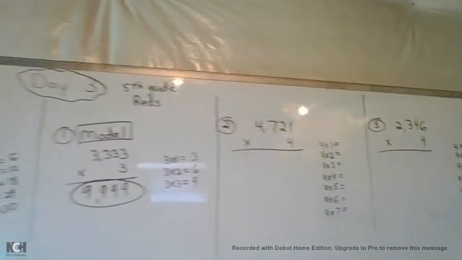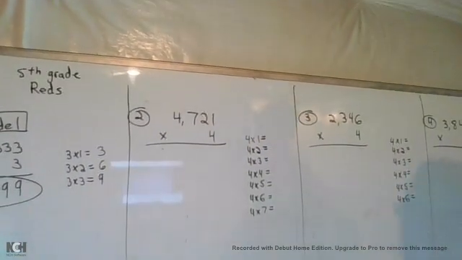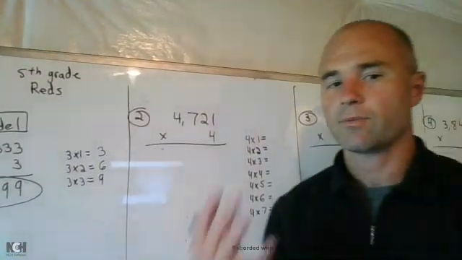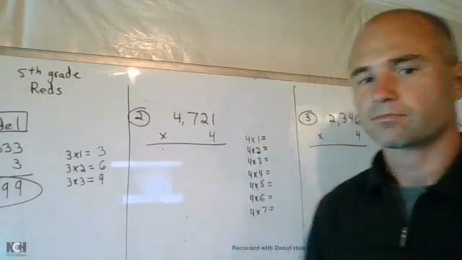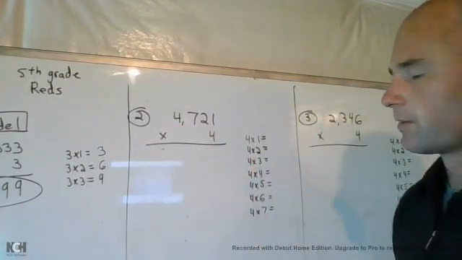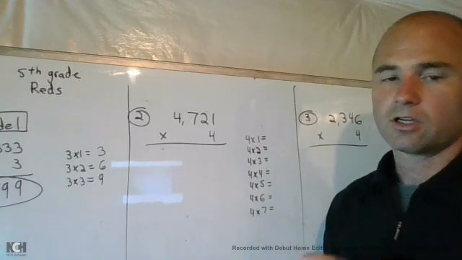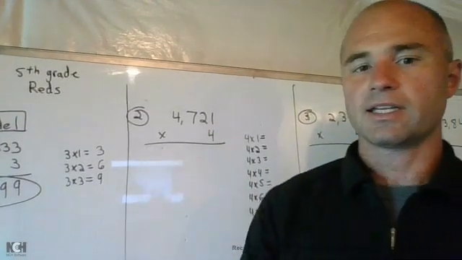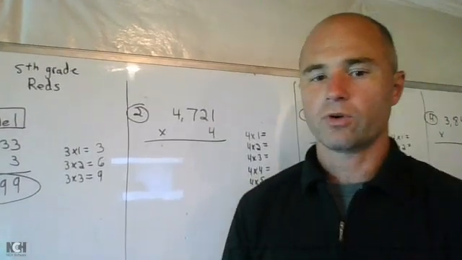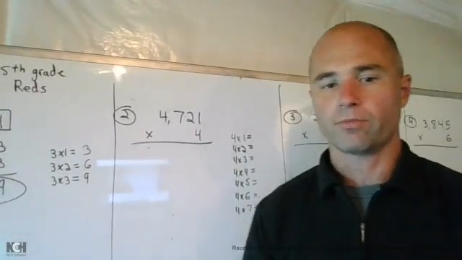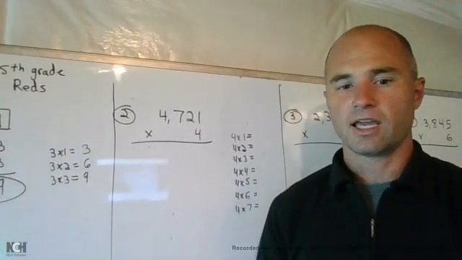So for number 2, we have 4,721 times 4. I started off my 4 times tables right here. I want you to hit that pause button now and work through this problem. Put forth your best effort and pause it.